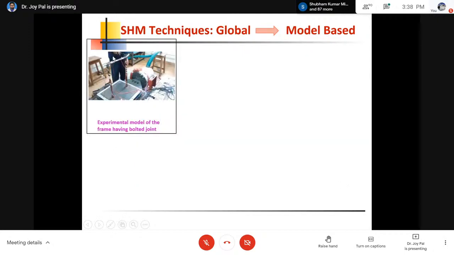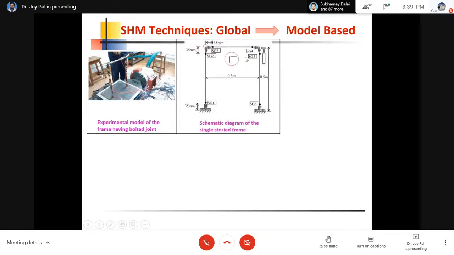So let us consider this frame structure. It is resting on a rigid base, and as excitation we are giving an impact here, and different types of sensors are placed. This is the schematic diagram of the frame. Here you can see that bolted connections are there. Here also, and here also. So at 6 locations bolted connections are there, and we have placed 6 strain gauges at these locations.